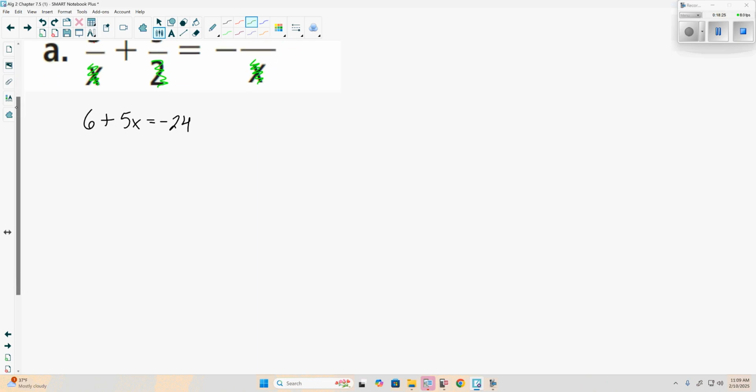At this point here, we need to get the 5x by itself, so we can subtract 6 from both sides, telling us that 5x is equal to negative 30. Lastly, we can divide both sides by 5, telling us that x is equal to negative 6. And that's it.